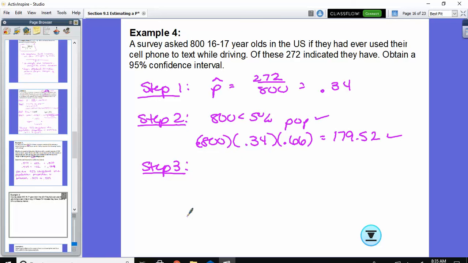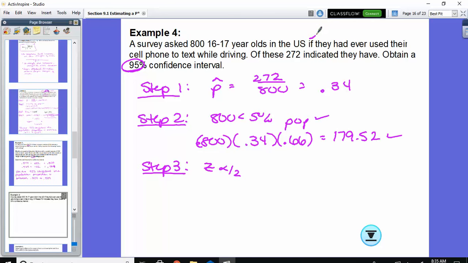Okay. All right. Next thing. We need what? Alright, so our Z alpha over 2.